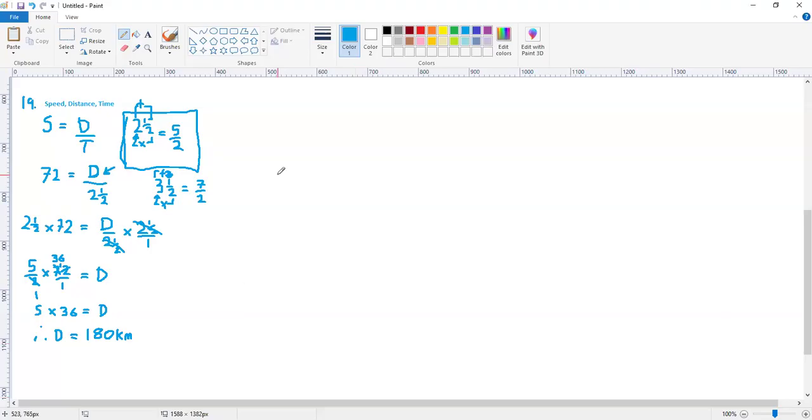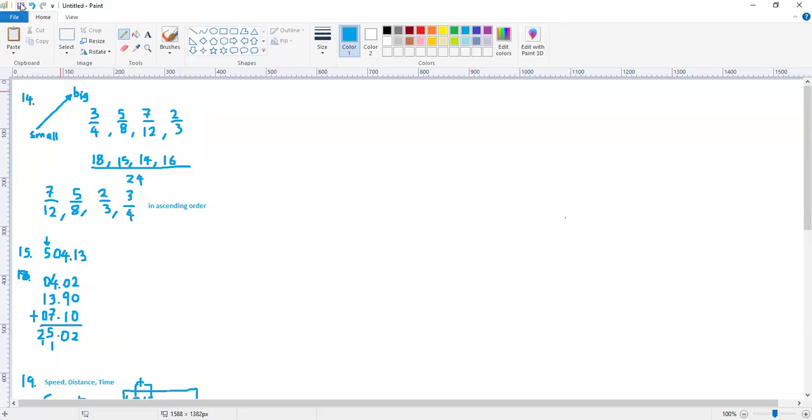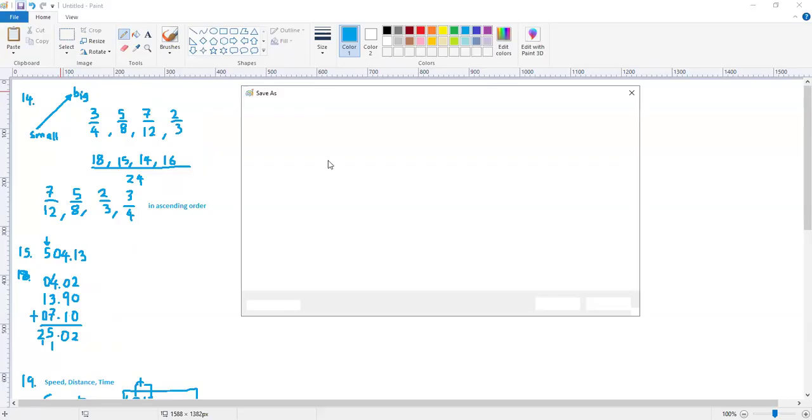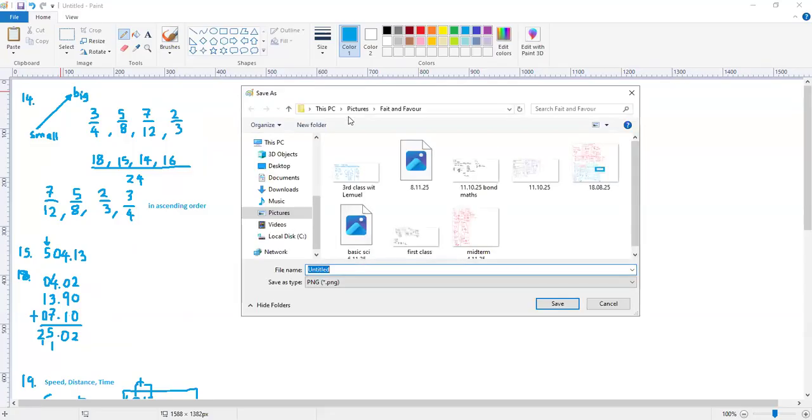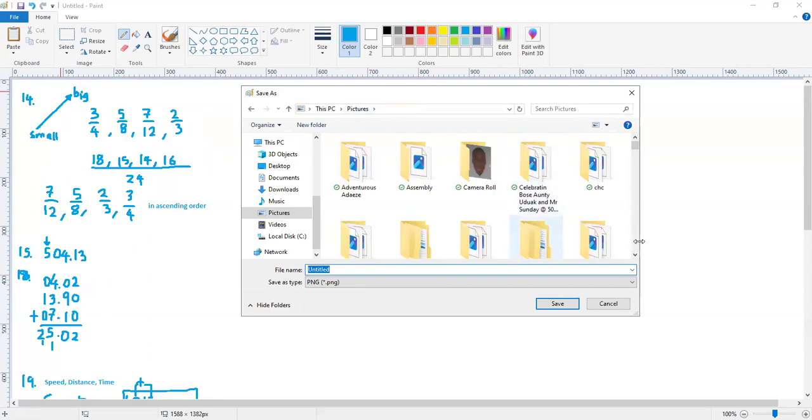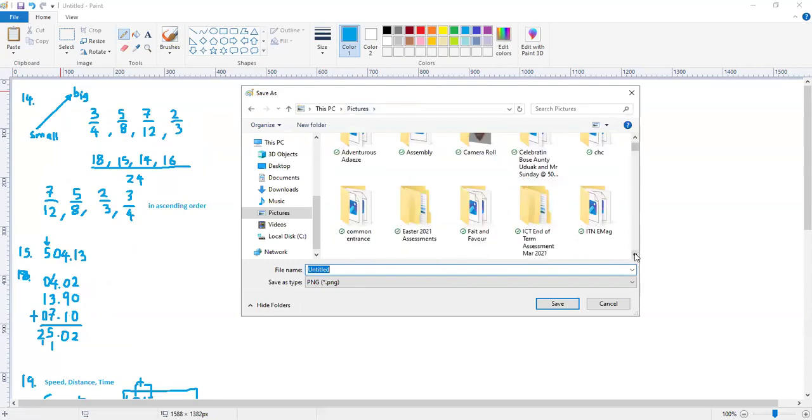Okay, so let me save this file. Hold on, please. Let me save this file. I'll save it and then wait, open a new one.